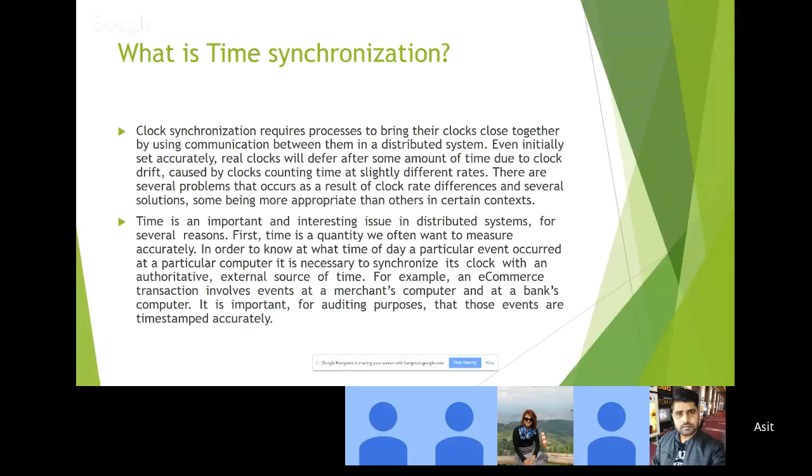There are several reasons for that. First, time is a quantity we often want to measure accurately. In order to know what time of day a particular event occurred on a particular computer, it is necessary to synchronize its clock with an authoritative, external source of time. Let's take the example of an e-commerce transaction, which involves the merchant's computer, the client computer, and maybe the banking transaction's computer as well. If something goes wrong, you might need an auditing process to be done, and at that time the timestamp is very important. That is one part of it.